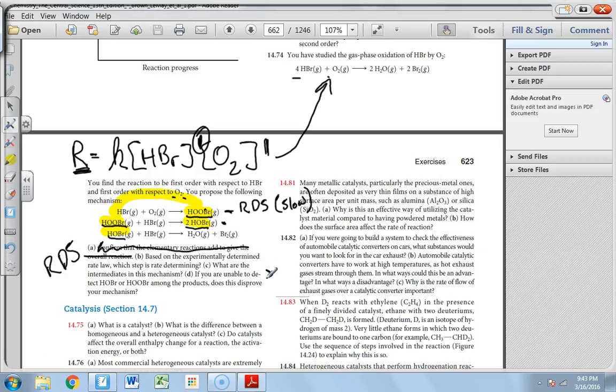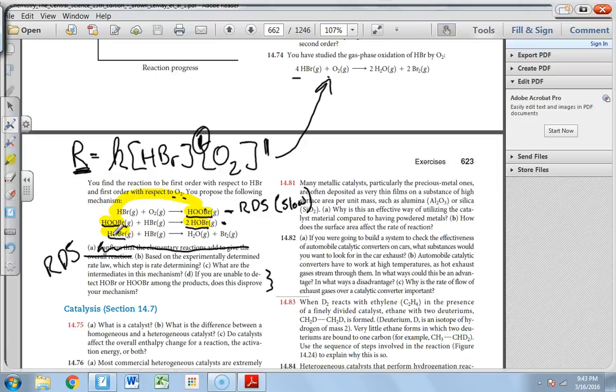And that answers part D here. It says if you're unable to detect HOBr or HOOBr among the products, does this disprove your mechanism? No, not at all, because you make them and then they're consumed in the next step of the mechanism.